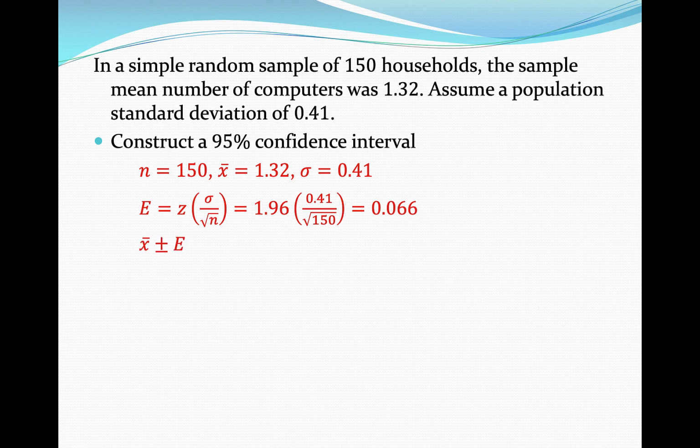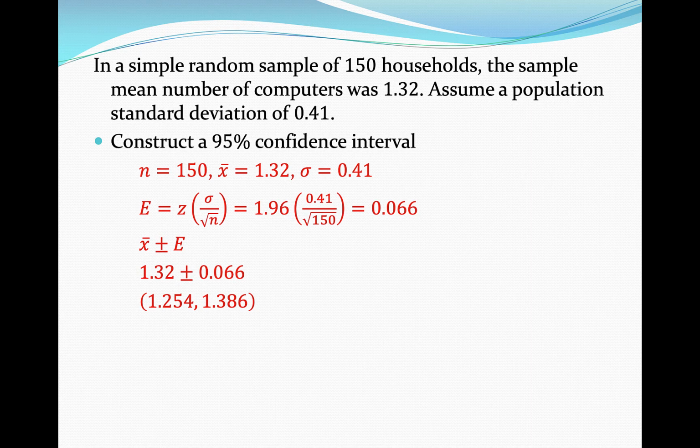Now, once you get that error tolerance, then you take your statistic, in this case x bar, our sample mean, and we're going to add and subtract that error tolerance. That's going to give us our interval. So our x bar value is 1.32. We just calculated our error tolerance to be 0.066. And of course, we're going to write this in interval notation, just as we had done before. So you basically write it as an ordered pair, just use parentheses. The lower value goes first, and then the higher value goes on the right. And that's how you create your interval.